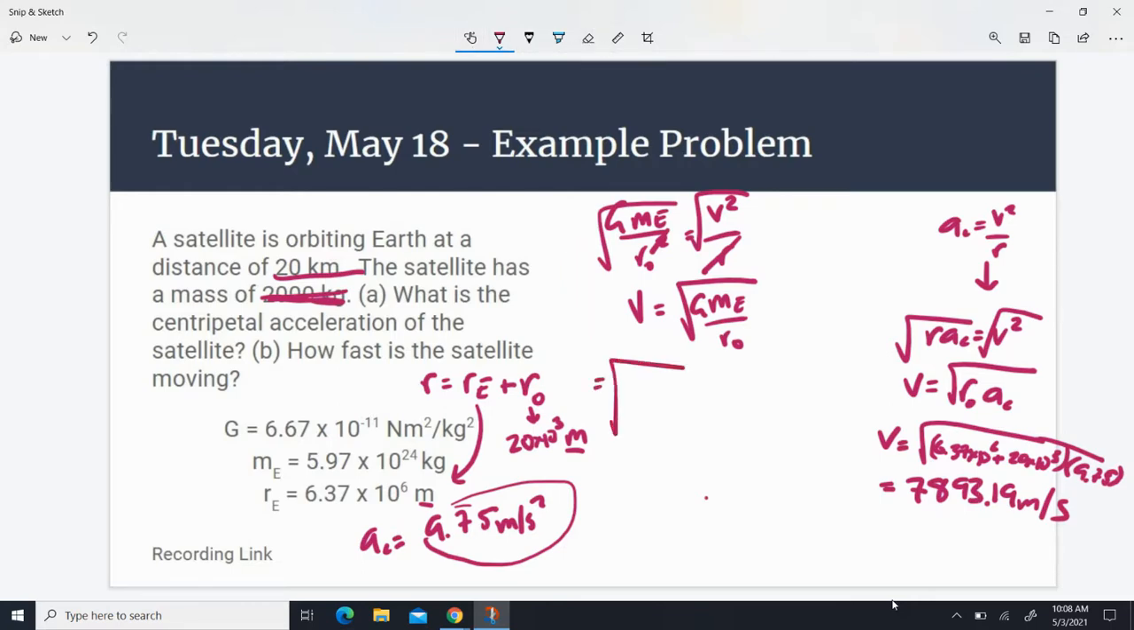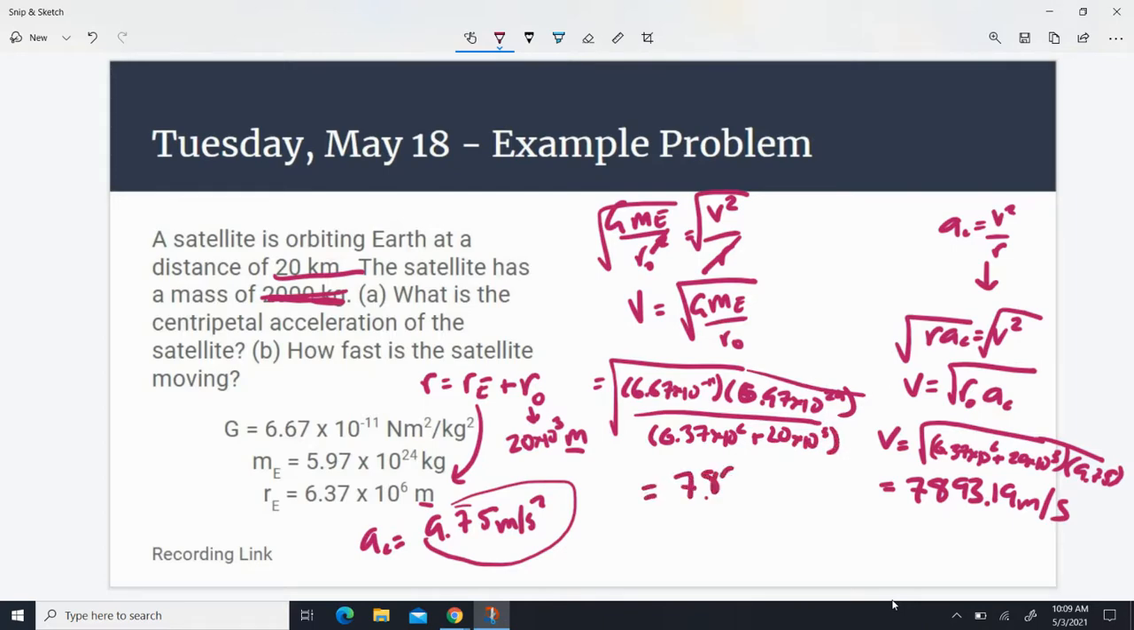This one is going to be a square root of 6.67 times 10 to the negative 11th. My mass of the Earth is 5.97 times 10 to the 24th. And then I've got to divide it by the radius of the orbit. So I'm going to remember to add my two radii together. 6.37 times 10 to the 6th plus 20 times 10 to the 3rd. And then when I plug that into the calculator, I get a value of 7,894.04 meters per second. I have a change of less than 1 meter per second. This is just rounding differences, essentially.